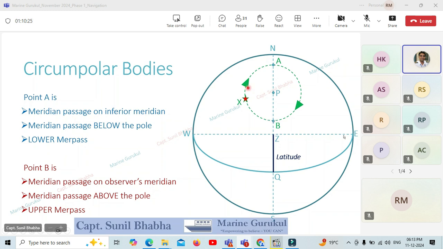So upper Marpas and the lower Marpas. Upper Marpas or meridian passage above the pole is on the observer's meridian. Lower Marpas or meridian passage below the pole is on the observer's inferior meridian. Now, if you remember, when you look for the meridian passage time of the moon in the almanac, there are two times which are given, one under upper and other under lower. This upper and lower basically means the meridian passage of the moon on the observer's meridian, that is for upper, and for lower, it is the meridian passage of the moon on the observer's inferior meridian.